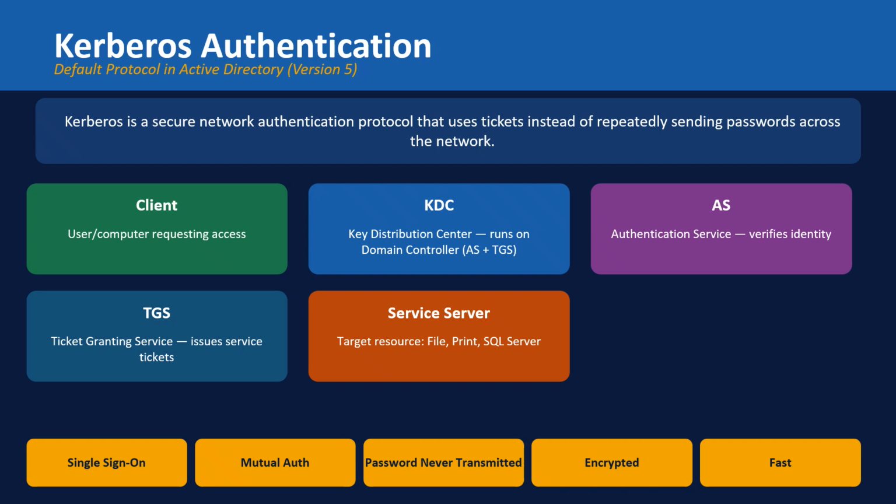The KDC, or Key Distribution Center, runs on the domain controller and contains the authentication service and the ticket granting service. The authentication service verifies identity. The ticket granting service issues service tickets. And the service server is the target resource like a file server, print server, or SQL server. Key benefits include single sign-on, mutual authentication, password never transmitted, encrypted communication, and fast authentication.